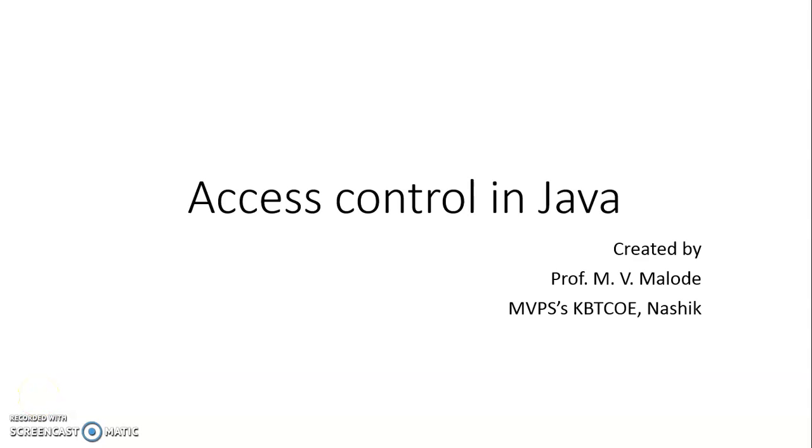Today we will see the mechanism of access control in Java. So what is access control? It is to give access to specific variables or functions, that is, the control over the variables or functions.